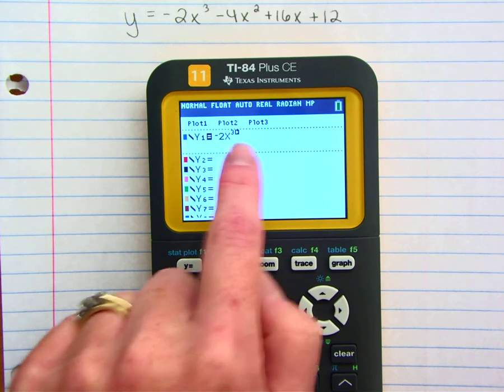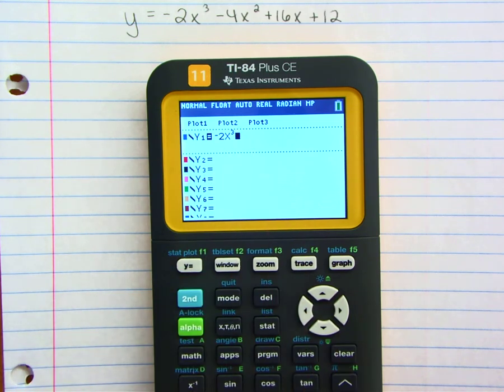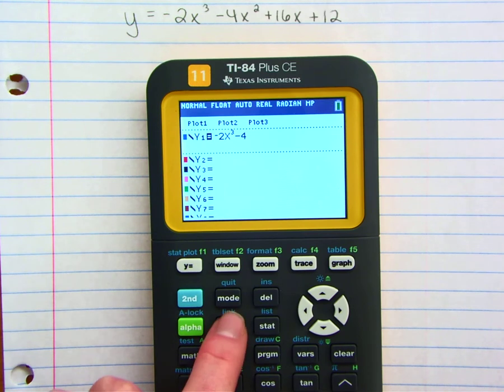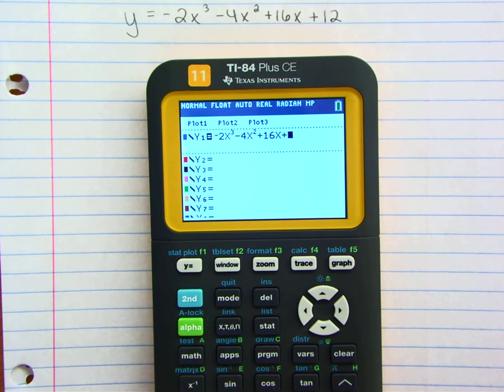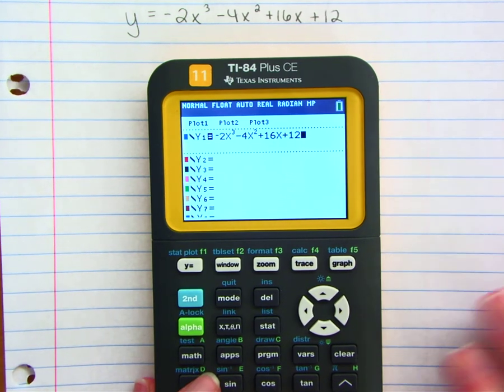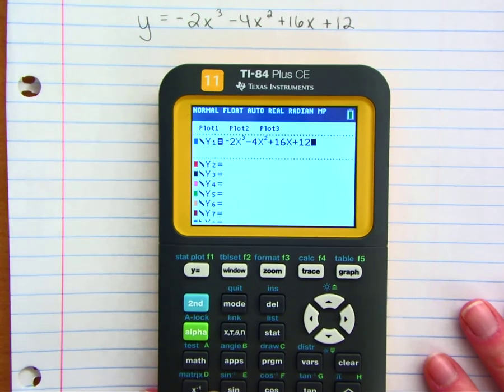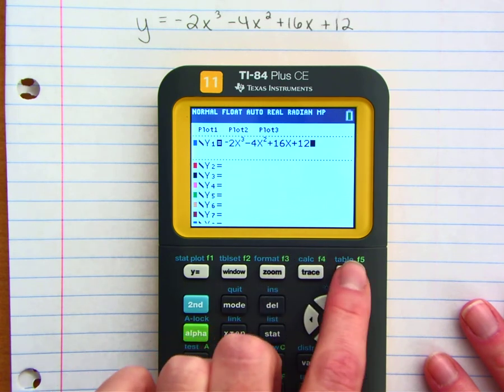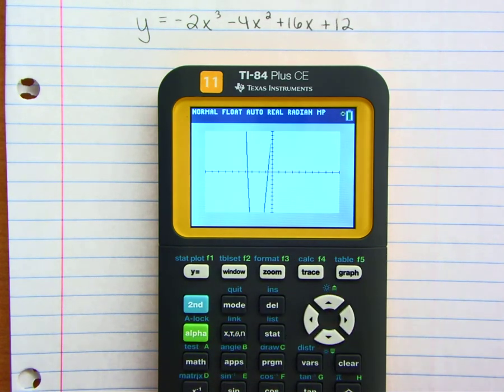And then this flashing arrow means to arrow over, and then it's minus, so use a minus sign for x raised to the second, arrow over, plus 16x plus 12. Once we have the equation in the calculator, we're going to hit the word graph and watch the graph form.